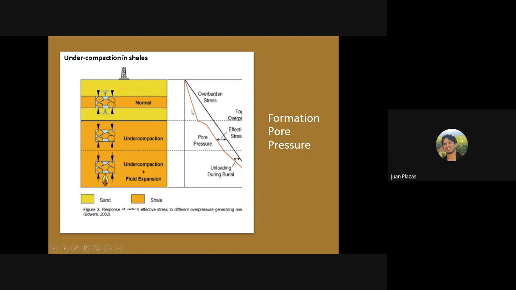The red line here is formation pore pressure. The black line is the overburden. So what we see here is the overburden stress and fracture formation pressure. Formation pore pressure increases. So formation pore pressure now is telling me the fluids here are supporting more than the effective stress. Remember, overburden equals effective stress plus pore pressure. So the formation pressure is increasing and you have more pressurized fluids supporting the overburden.